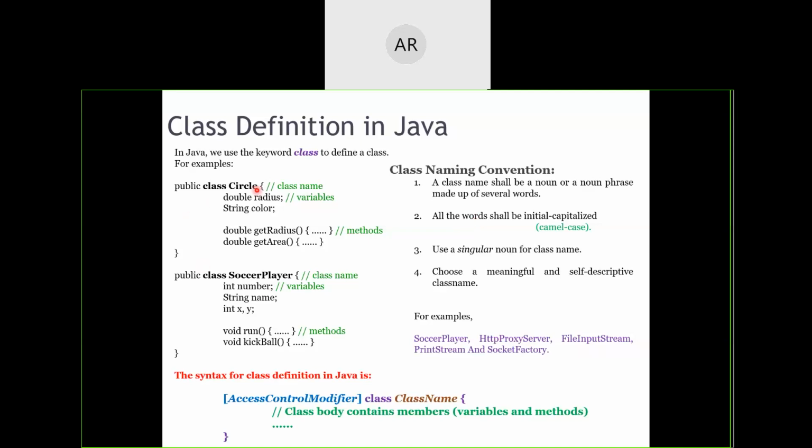For example, I'm writing Circle here. I'm not writing Circles. SoccerPlayer. I'm not writing SoccerPlayers. It should be a singular noun. Third one, it should be meaningful and self-descriptive in nature. So here, though I have mentioned all these naming conventions, some of them are a must to be followed. Some of them are a good programmer's practice to be followed.